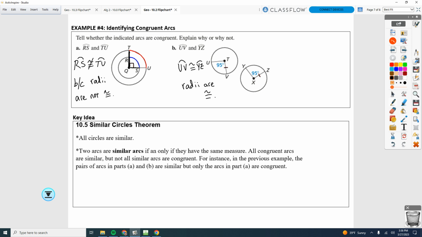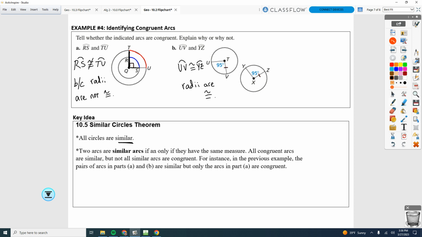All right, and then the last similar circle theorems here. All circles are similar to each other. So similar, remember, means same shape but different size. And that makes sense. A circle has to be the same as a circle in terms of its shape, but the size could be different. So one could have a bigger radius and the other one might be smaller.